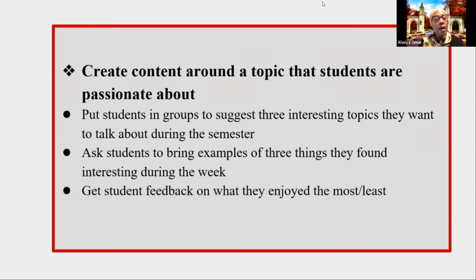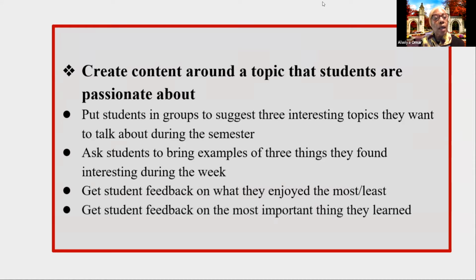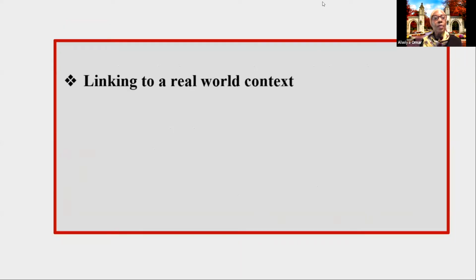Then get students' feedback on what they enjoyed the most or least. For example, at the end of each week, ask what did you enjoy the most this week? What did you enjoy the least this week? And then you can adjust your teaching. Then get students' feedback on the most important thing they learned. So you can also integrate what they have learned and what maybe they have not learned, and revise whatever you did before. Then linking to a real world context.